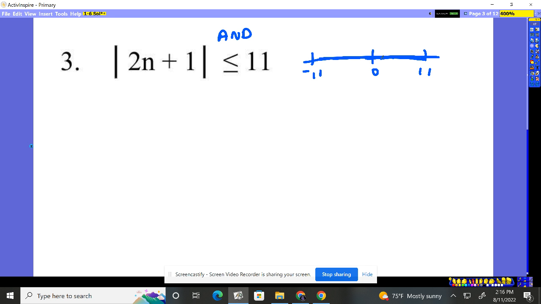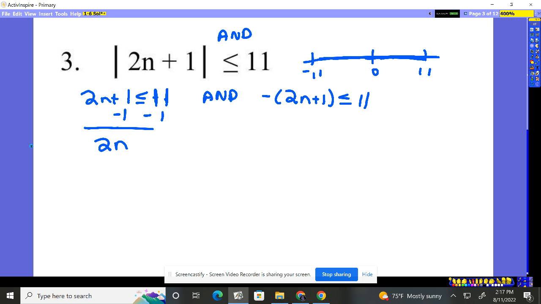So solving this, I'm going to look at the positive. Oops. So just the positive piece of 2n plus 1, smaller than 11. And it's an AND. The negative piece, less than or equal to 11. Now, subtract 1, subtract 1. 2n less than or equal to 10, divide by 2, 5.